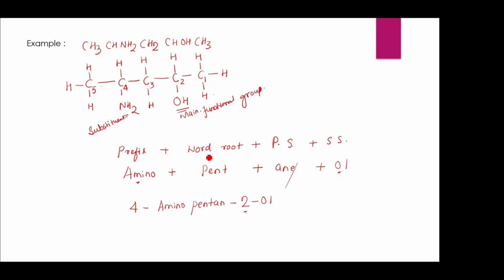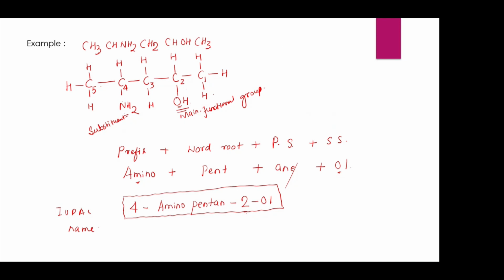Why are we putting 2? Because the alcohol group, the OH group, is present in the second carbon atom. So we have to mention the position of the main functional group, and we have to also mention the position of the substituents. So the final IUPAC name of this compound is 4-amino pentan-2-ol. So you have to write it like this: 4 hyphen amino pentane hyphen 2 hyphen ol.